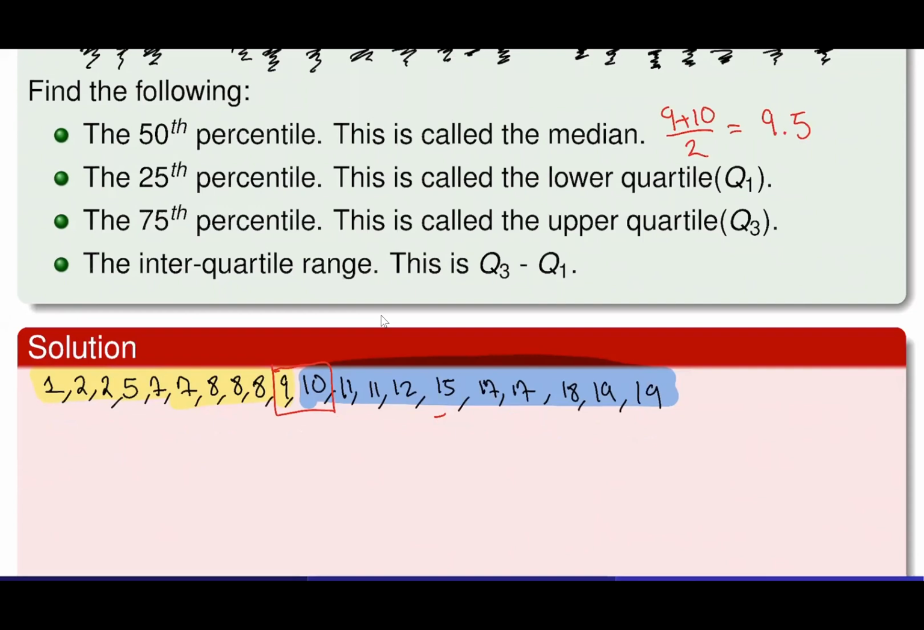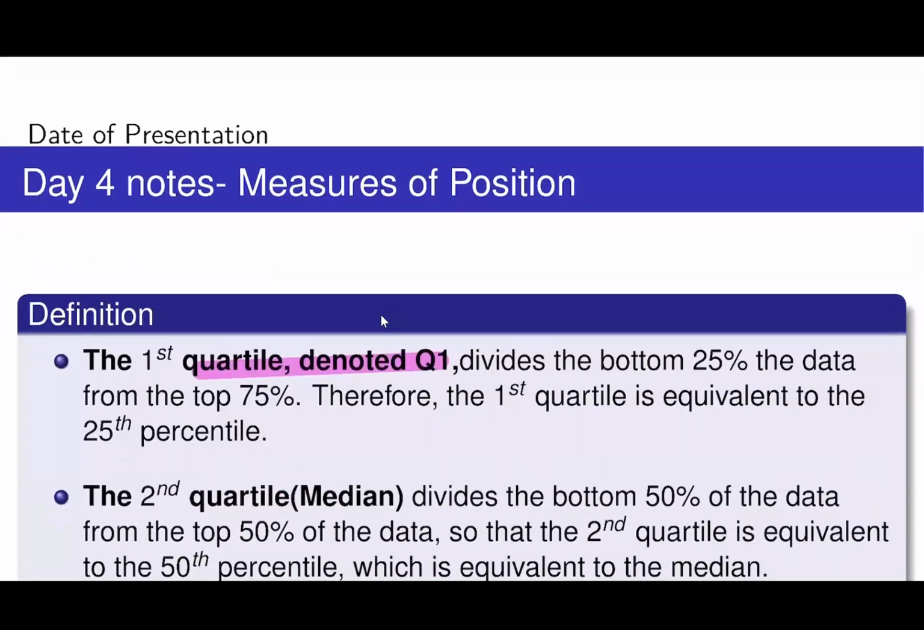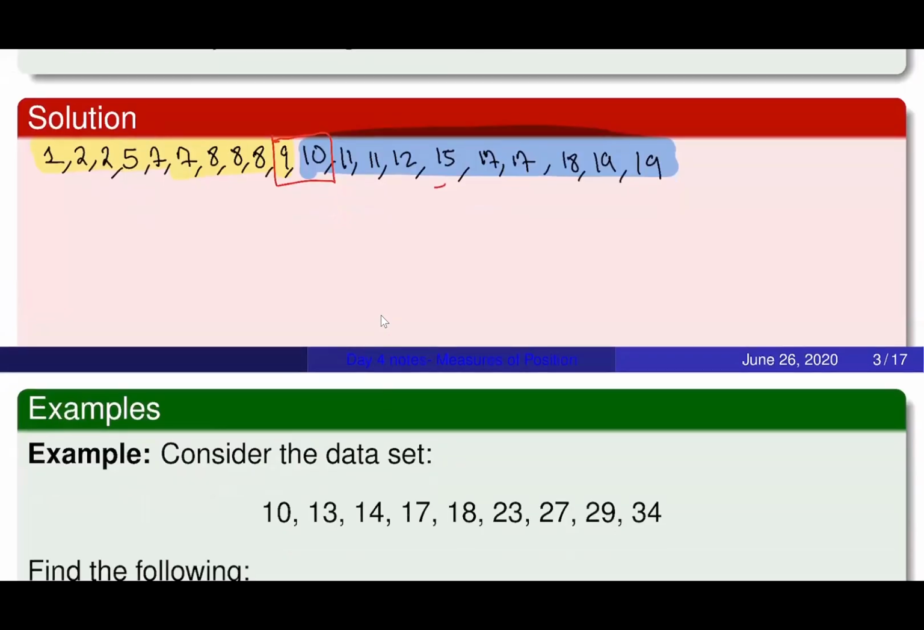All right, so to find Q1, Q1 is the median of the lower half. So it's the median of my yellow group. Right now I'm going to focus on the yellow, and we're gonna find the median of the yellow group.